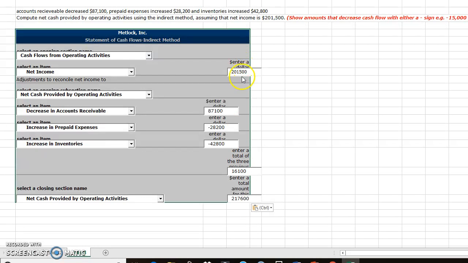And then you add the 201,500 into the 16,100, and it gives you a grand total of 217,600. And that's basically it.